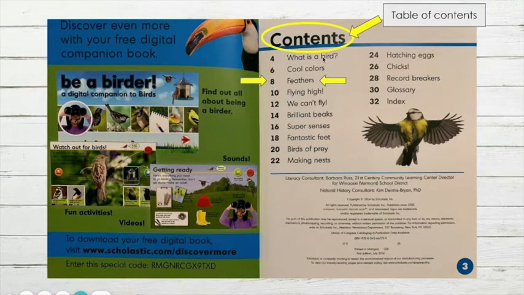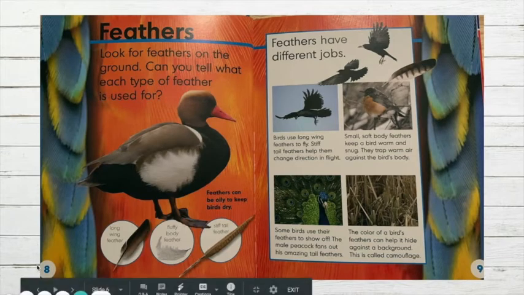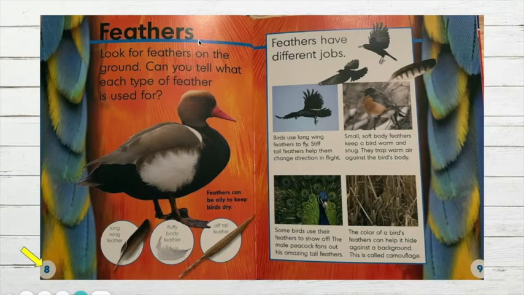Now, if our table of contents is made up of headings from different pages, then I think that I can expect the heading of page 8 to say feathers. Let's see. Let's go to page 8. Here we are at page number 8, and look at that heading. Read the heading to me. That's right. It says feathers.